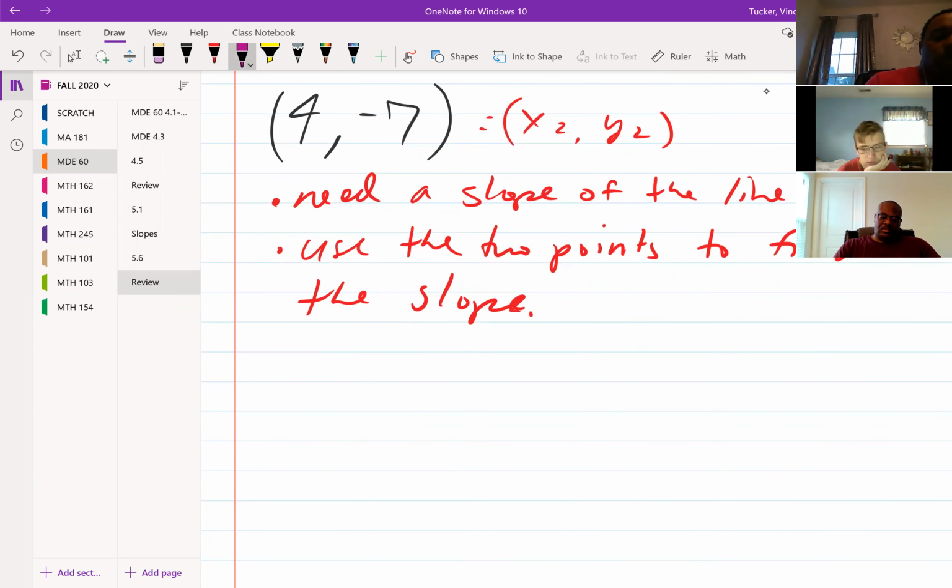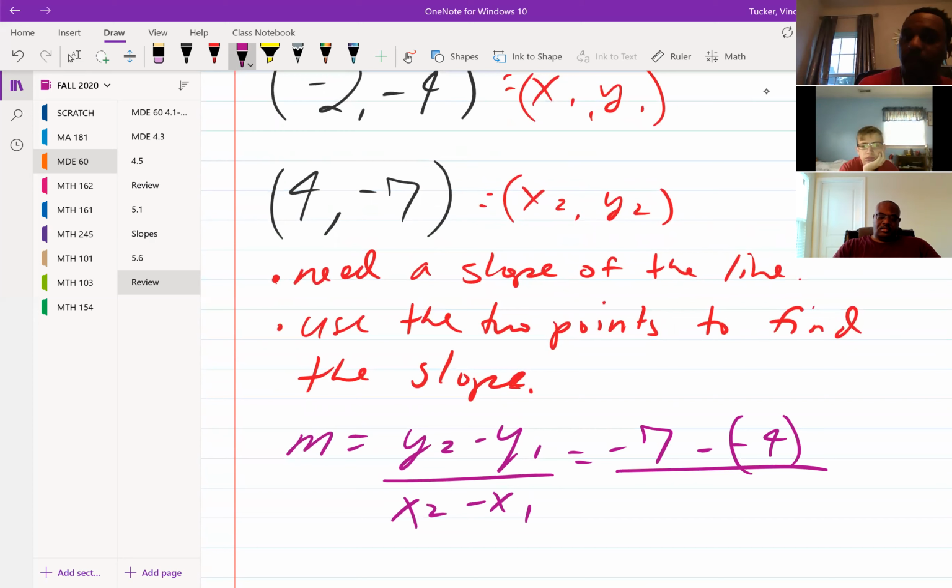Your slope formula, y2 minus y1 over x2 minus x1. Y2 is -7. Y1 is -4. So that's -7 minus -4. X2 is 4. And then x1 is -2.